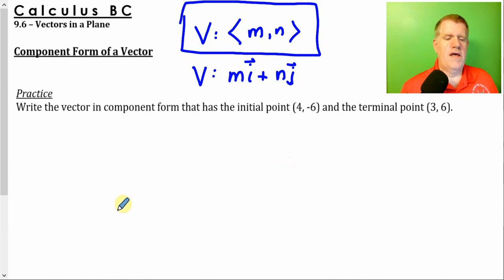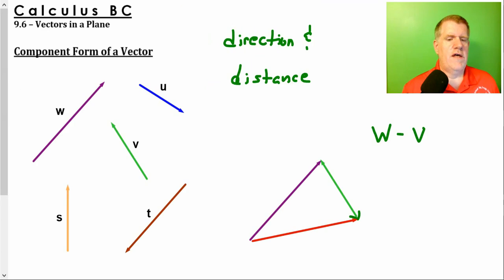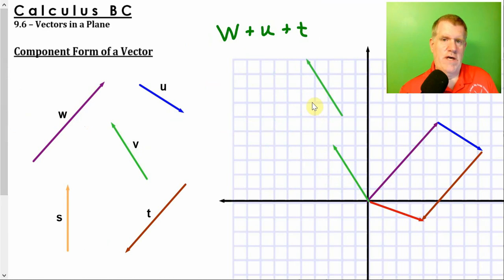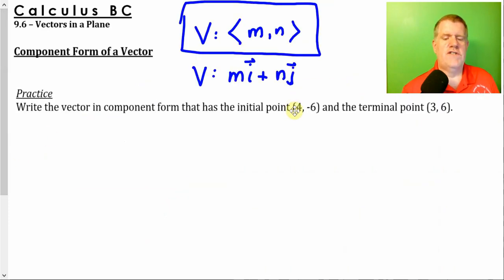All right. So how do we write this in component form that has the initial point of 4, negative 6 and terminal point of 3 and 6? Now remember, that's going to be a very specific thing. Hey, I said from the origin. Didn't he just say from the origin? Remember, any vector can be written anywhere. So even though this v can be written from the origin that way, if I put the v at another originating point, well, that's my vector. It's the same magnitude, the same direction. It's equivalent.